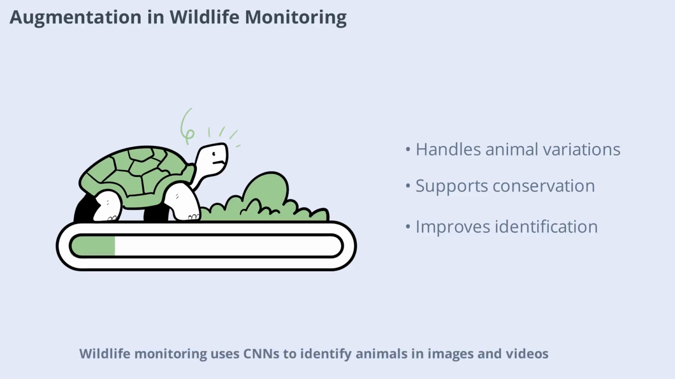Wildlife monitoring uses CNNs to identify animals in images and videos. Data augmentation helps models handle variations in animal appearance, backgrounds, and lighting. This improves the accuracy of species identification and supports conservation efforts by providing reliable data on wildlife populations.